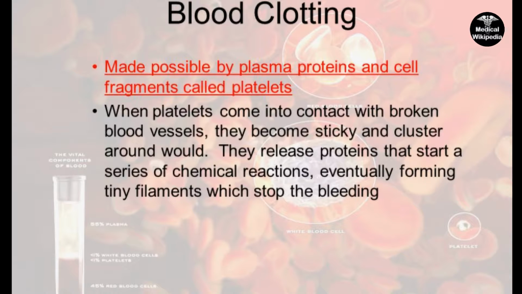Blood clotting. Made possible by plasma proteins and cell fragments called platelets. When platelets come into contact with broken blood vessels, they become sticky and cluster around the wound. They release proteins that start a series of chemical reactions, eventually forming tiny filaments which stop the bleeding.